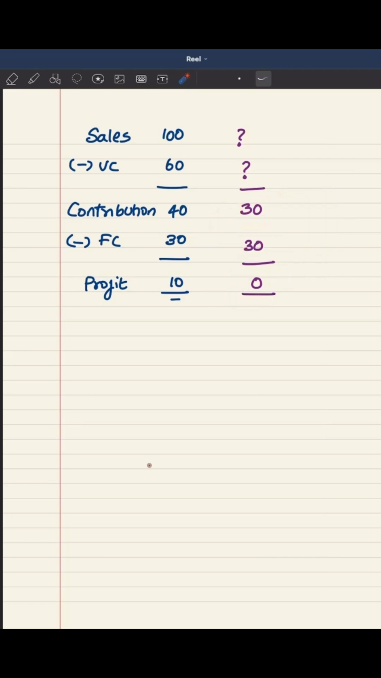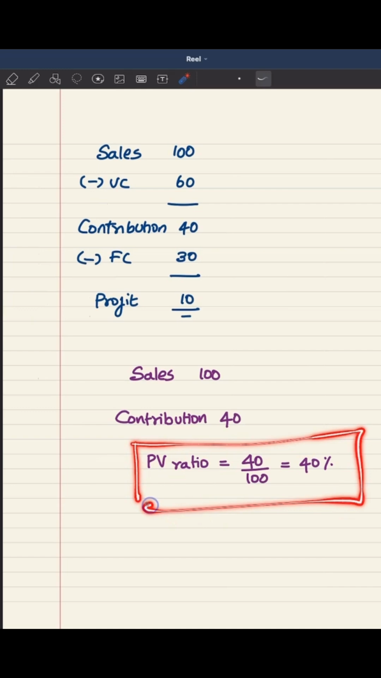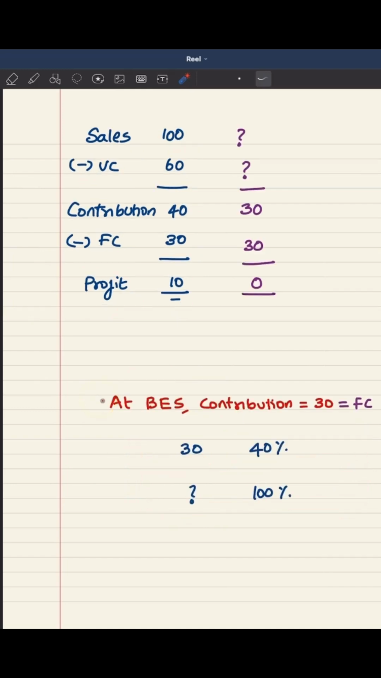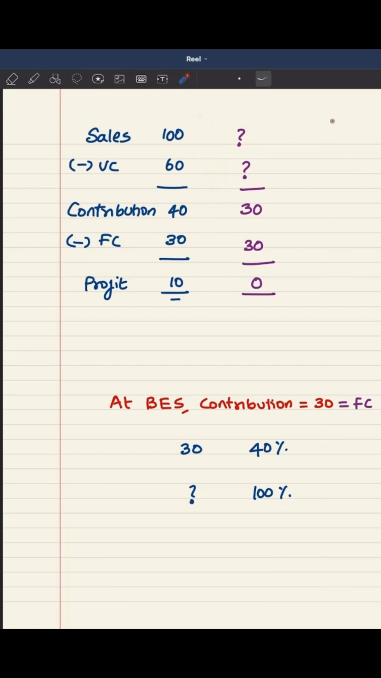And it's for this purpose we have already derived the profit volume ratio. So let's put our understanding here. At break-even sale, contribution is going to be equal to fixed cost. That's what we have seen here, right? Contribution is equal to fixed cost. Fixed cost is equal to contribution. And let's bring our PV ratio understanding. In this case, we understand the PV ratio to be 40%, right? So whatever be the sale, PV ratio is going to be 40%.